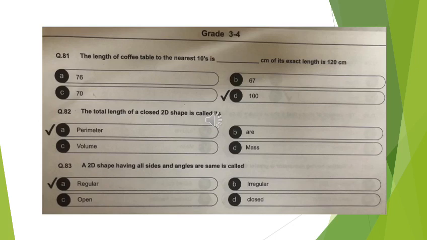Number 83: A 2D shape having all sides and angles the same is called, and options are A: regular, B: irregular, C: open, and D: closed. First we see what are regular and what are irregular shapes. In irregular shapes all the sides and angles are not equal, and in regular shapes all the sides and angles are equal. So the correct option is regular.